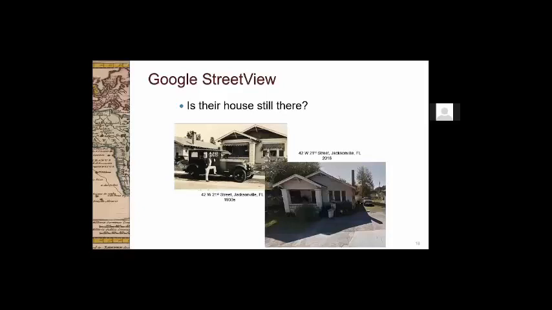This is from the 1930s. This is 42 West 21st Street in Jacksonville, Florida. And this is one of my wife's ancestors, and he's standing in front of his car in front of his house. Well, I can look at Google Street View, and in 2016, that house was still standing there. You can still see the architectural features of that house present in this 2016 house. So it's interesting to see, are the places still there?